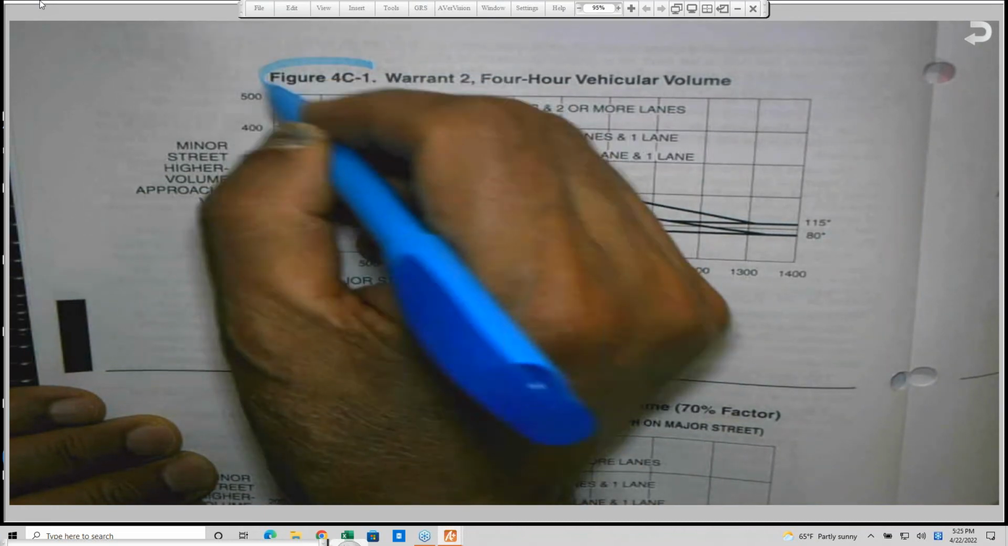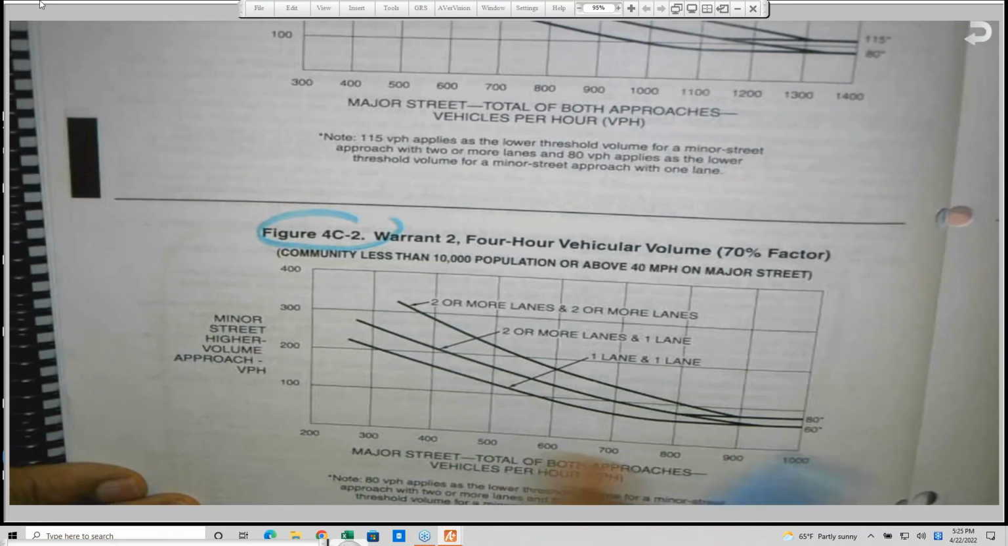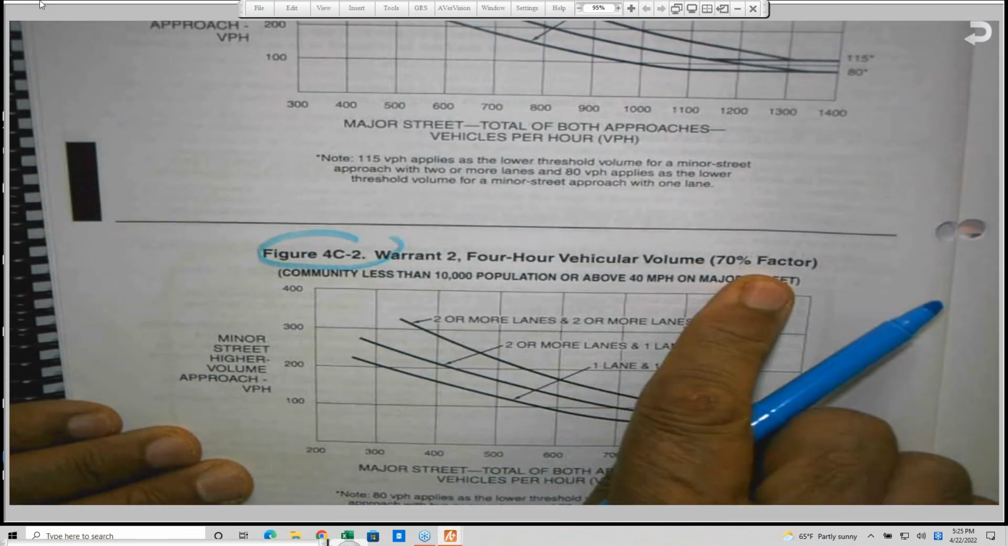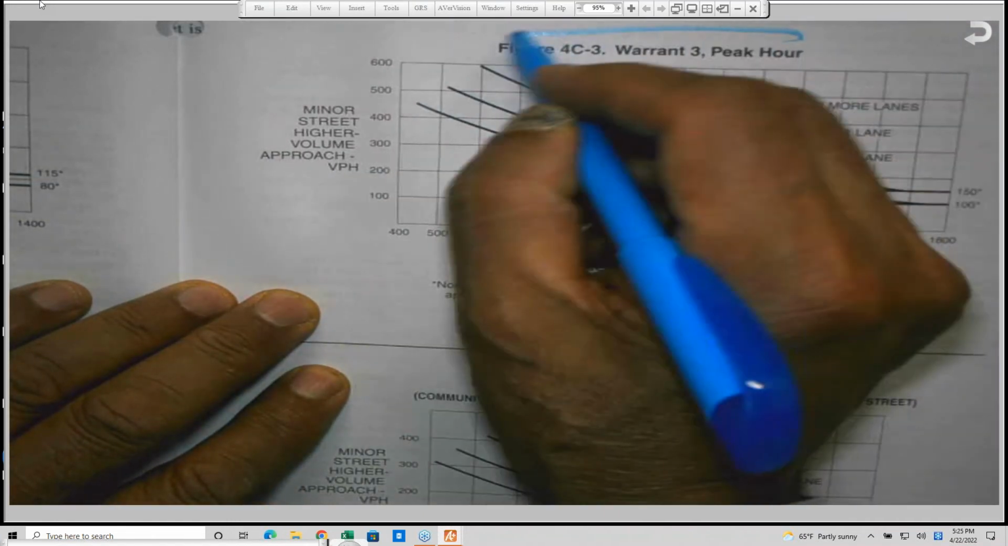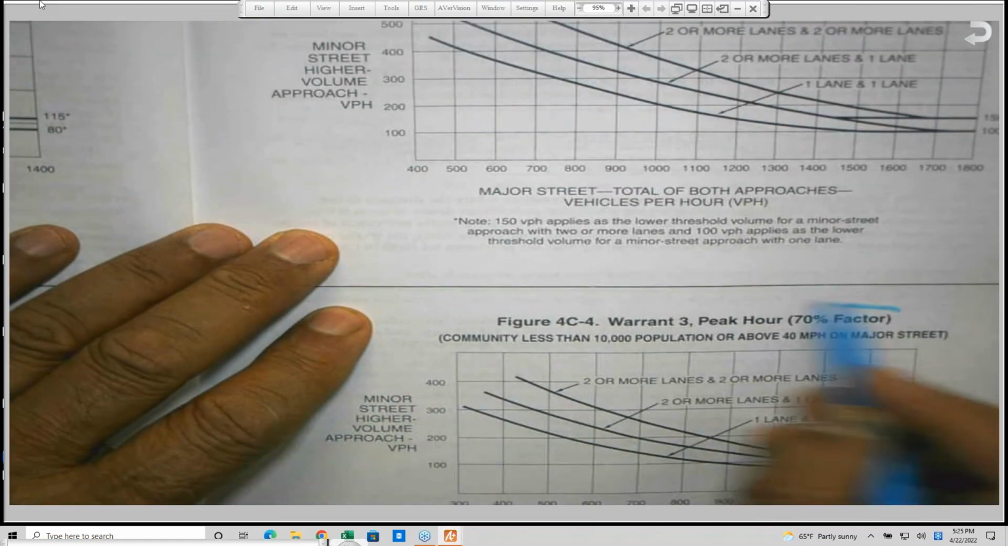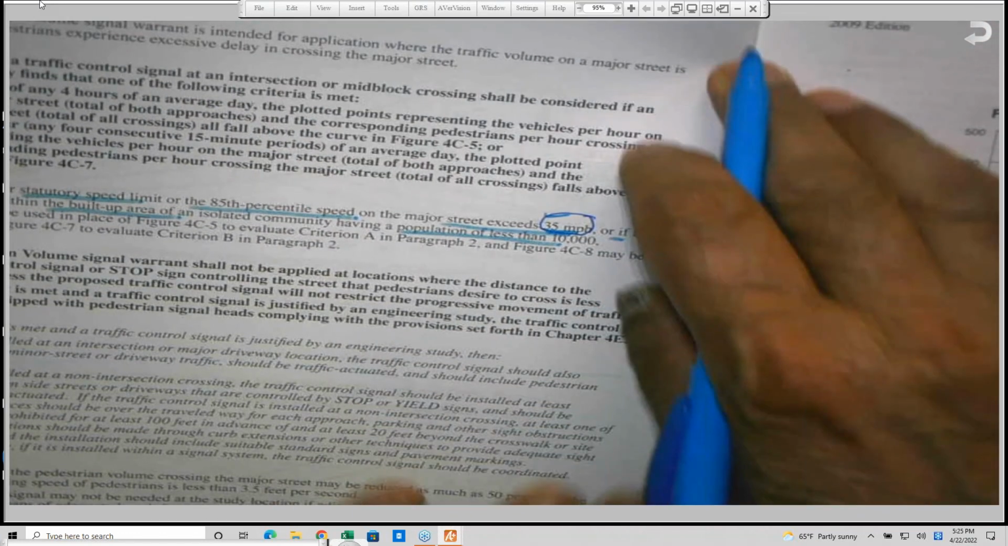Figures 4C-1 and 4C-2. And this is the 70% factor, if you remember. And we wrote some notes. Try to write as much as you can while you are studying. This is for warrant number 2, obviously. And warrant number 3, the peak hour, this is with the 70% factor. The moment you see the speed and the population, this is an indication that it is telling you to go ahead and use the 70% factor.